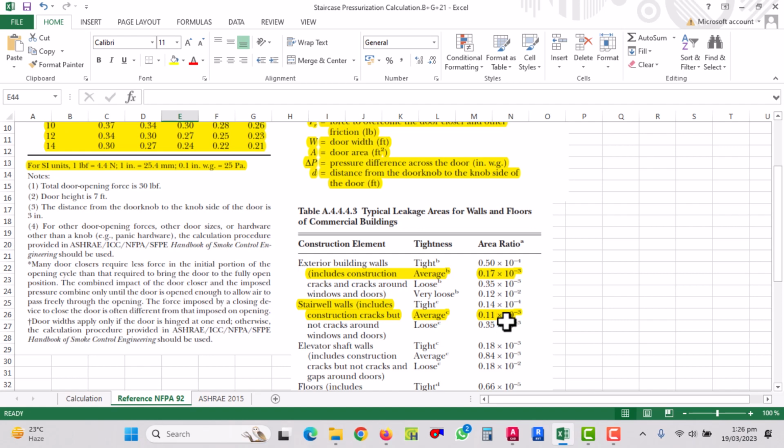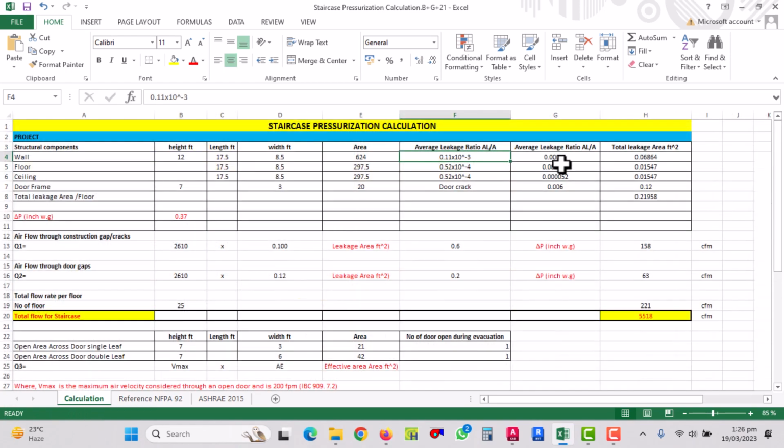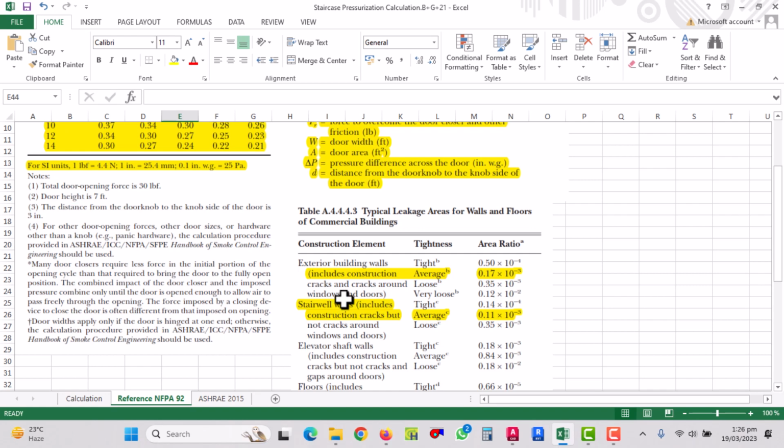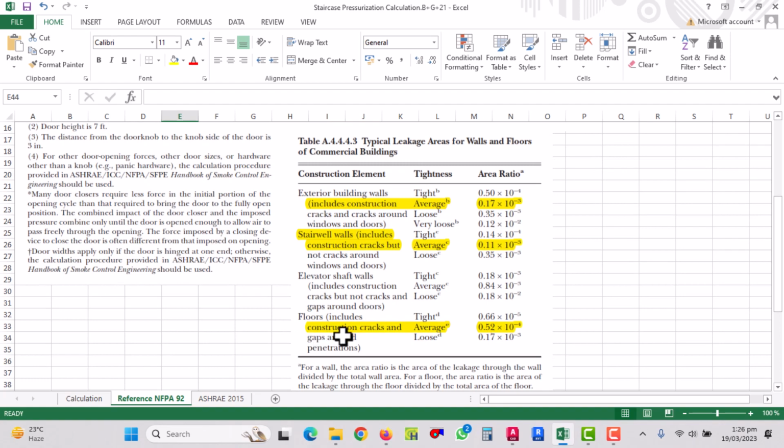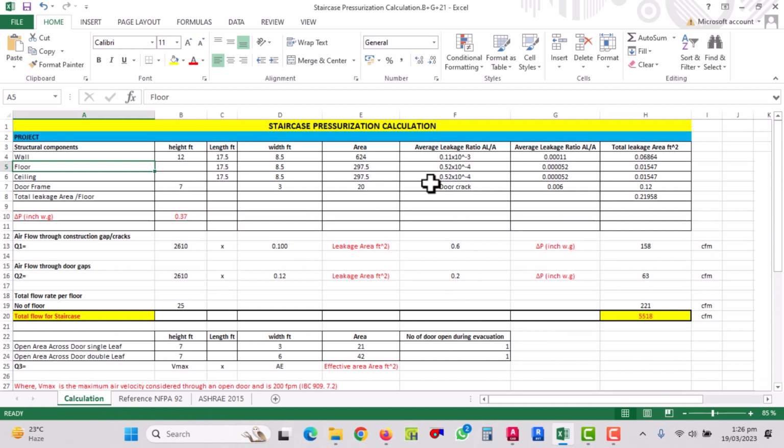average, which is 0.11 multiplied by 10 raised to the power minus 3. So I take this and put it here. Same for the floor. Here you can see exterior building walls and floors. So for construction gaps through floors, which is 0.5 times 10 raised to the power minus 4. This number for floor, same length and width of floor, and put the average leakage.